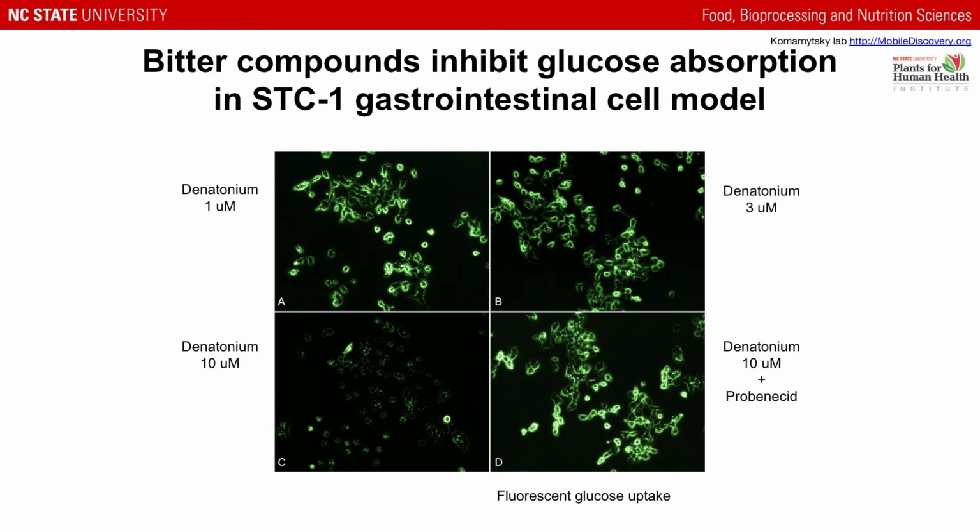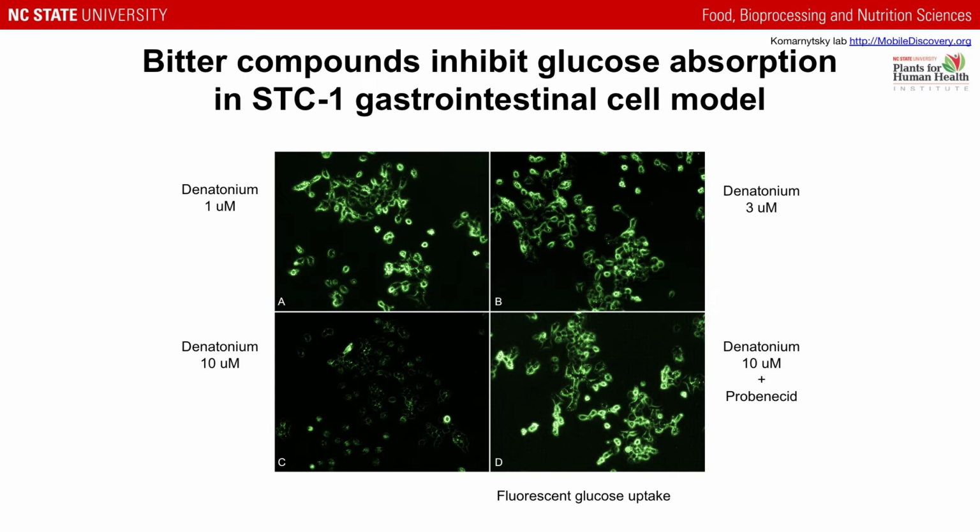As you start treating the cells with denatonium benzoate, remember I told you it's the bitter molecule. So this is at 1 micromolar, this is at 3 micromolar, this is at 10 micromolar. What you see is that fluorescence decreases. So basically, the cells stop absorbing glucose in response to a bitter signal. And again, exactly the same thing that we've seen in the animals.